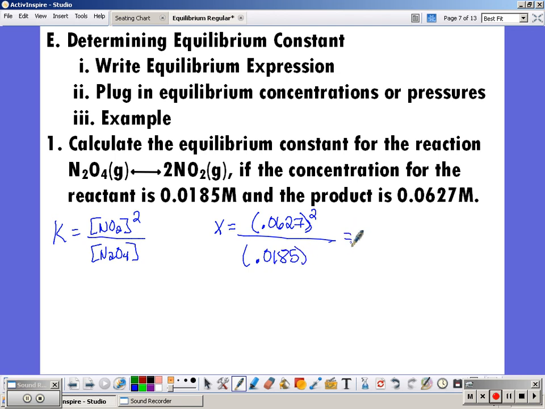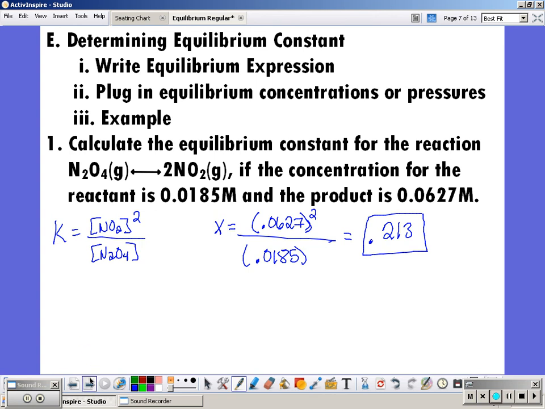Now if you use one set of parentheses for the top and one set of parentheses for the bottom when you type it into your calculator, it will do the math in the correct order for you, and we would get 0.213 as our answer. If you do it step by step, the values might change a little bit. The answer might change a little bit.